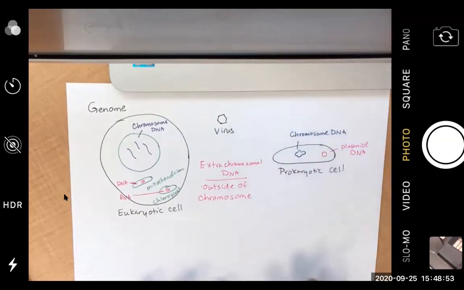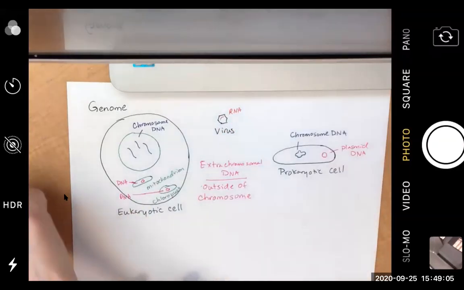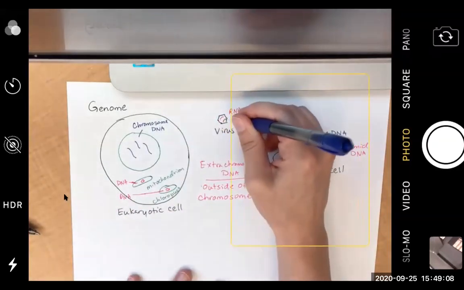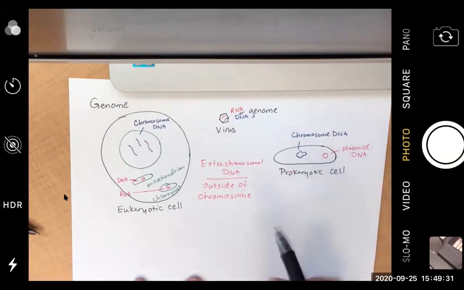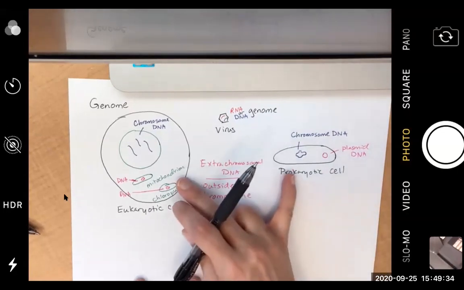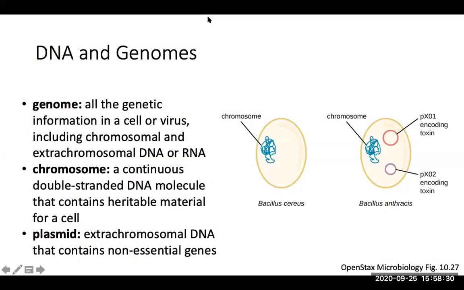What about viruses? We're going to get into a lot more detail with viruses later, but for now, let's just say that the viral genome can be either RNA or DNA. And actually, some DNA viruses can take up permanent residence inside of a eukaryotic or prokaryotic cell and can become part of the extrachromosomal DNA that makes up the genome of that cell. So let me just review this quickly. A genome is all the genetic information in a cell or a virus, including the chromosomal and extrachromosomal DNA or RNA.